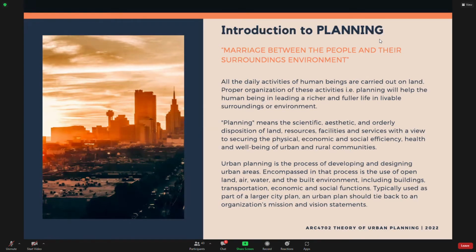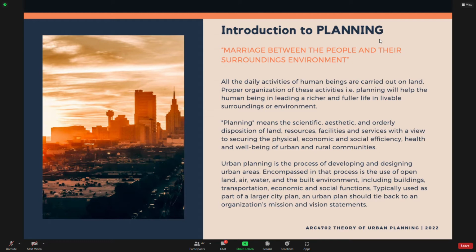All the daily activities of human beings are carried out on land. So the proper organization of all the activities that people carry out on land, we call it planning. It will help human beings lead a richer and fuller life in livable surroundings or environment. So planning means the scientific, aesthetic, and orderly disposition of land, resources, facilities, and services, with a view to securing the physical, economic, and social efficiency, health and well-being in urban and rural communities.